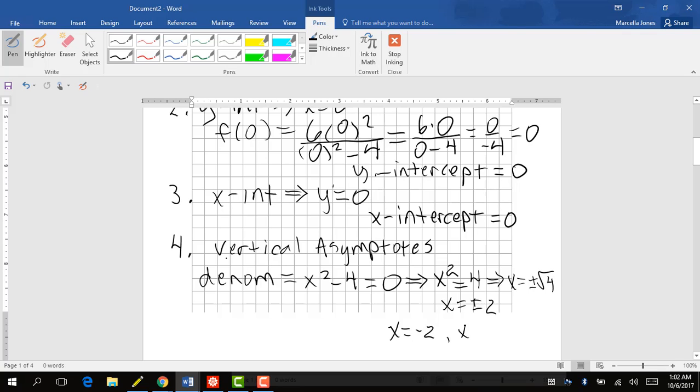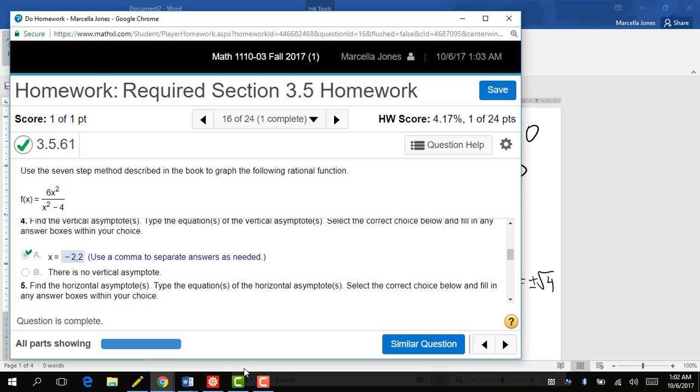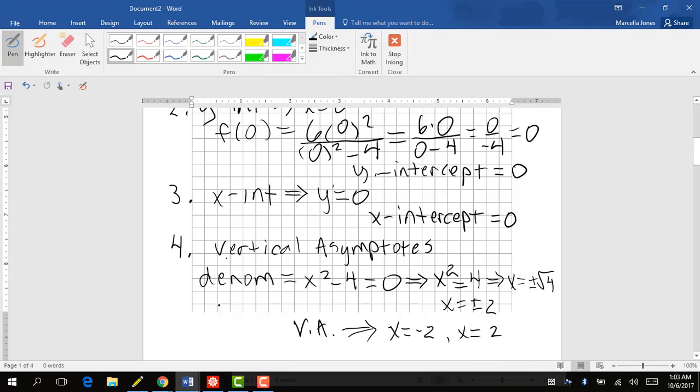So those are my vertical asymptotes, x equals negative 2 and x equals 2. I'll use VA as an abbreviation. So I put that information into my math lab: x equals negative 2, comma 2. I'm separating my answers with a comma since there is more than one vertical asymptote. Now I'm being asked to find the horizontal asymptote. So let's take a look at that.